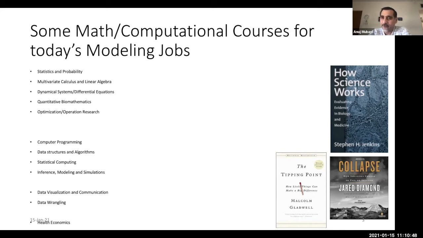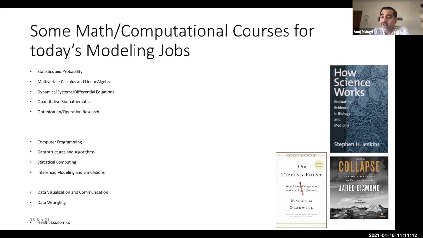So basic computer programming. Nobody is asking you to become a computer science student, by the way, but at least a basic understanding of computer programming in any of the languages that you prefer. It's not really important which one, because computer science is not your primary field.